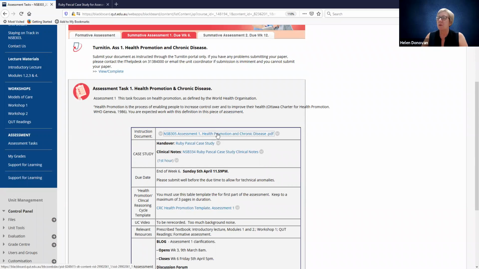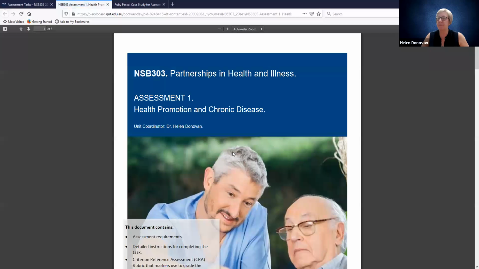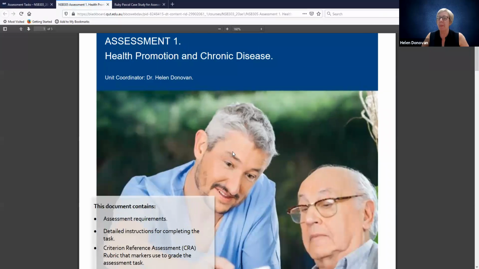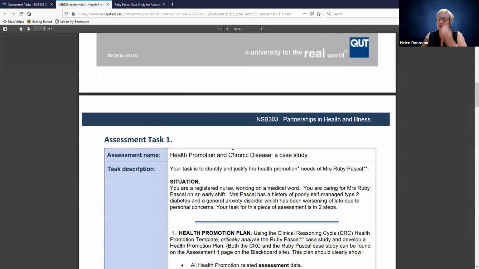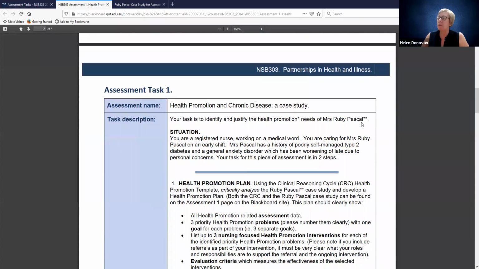So let's just have a look at the task here. It tells you it's about Mrs. Ruby Pascal. It says you're a registered nurse working on a medical ward. You're on an early shift. She's got poorly self-managed type 2 diabetes and a general anxiety disorder, which is worsening. She's got some personal issues. Okay, so your task is in 2 steps.